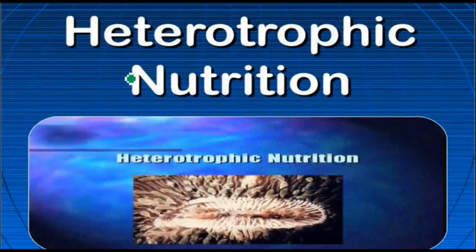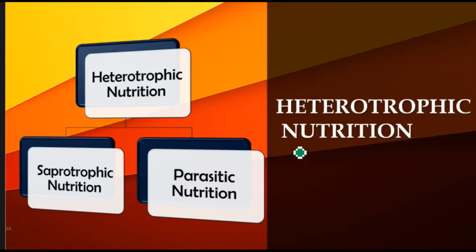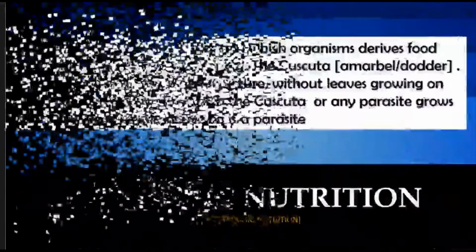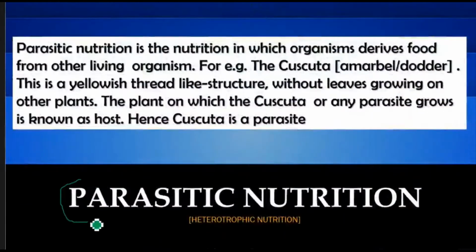So here, heterotrophic nutrition. Now we have completed autotrophic nutrition. We are going to start heterotrophic nutrition. Heterotrophic nutrition is also divided into two parts, that is saprotrophic nutrition and parasitic nutrition. Now let's understand it in deep. Parasitic nutrition we will be doing first.